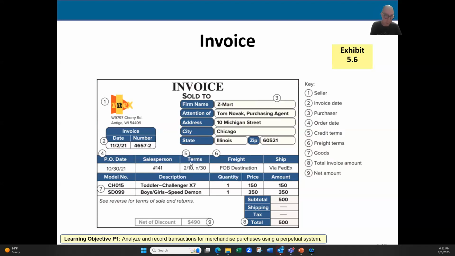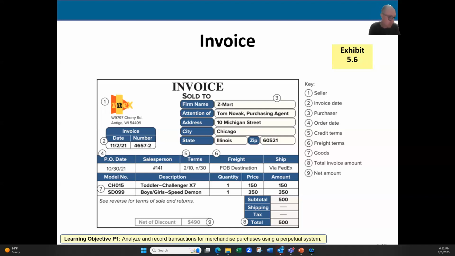Number five are the terms. In this example, it's 2% discount if I pay within the first 10 days. Otherwise, the whole thing's due within 30 days. Number six, this one is also important to know. How it is being shipped. Not the FedEx part. I don't care about that part. I care about the part that says freight. This says free on board destination.